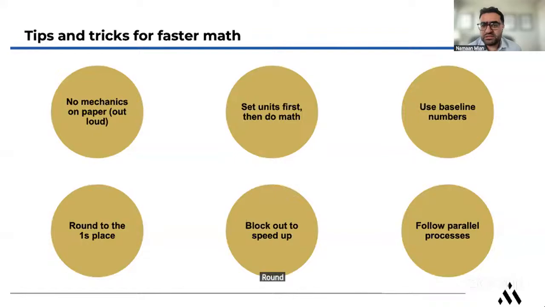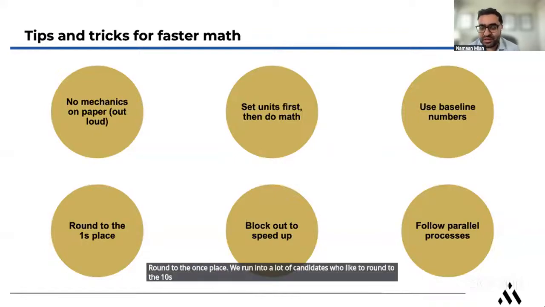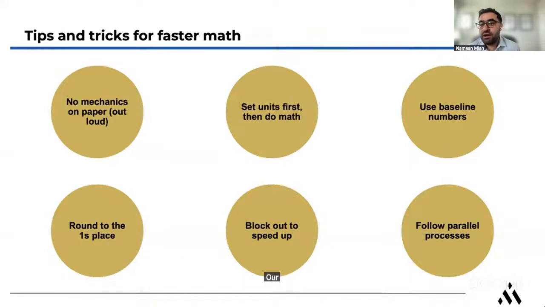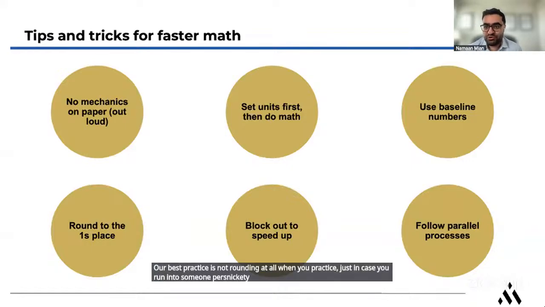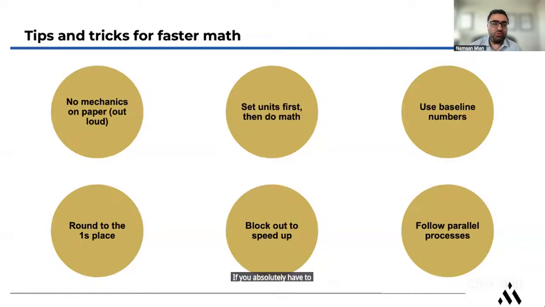Round to the ones place. We run into a lot of candidates who like to round to the tens or even the hundreds place. When you compound that over time, you're going to end up with an answer that's materially different than what's accurate. So our best practice is not rounding at all when you practice, just in case you run into someone persnickety in the interview room who's not going to let you round at all. If you absolutely have to, round to the ones place.